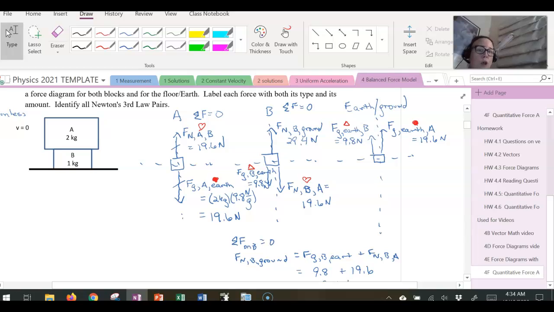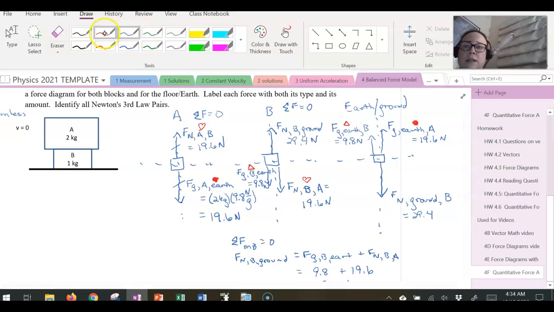Okay, where is the third law pair of that one? It must be going down over here, right? It's the normal force on the ground that's being exerted by block B. It has that same amount of force, but it's in the opposite direction. These are third law pairs. And so there's also a net force of 0 on the Earth or ground.